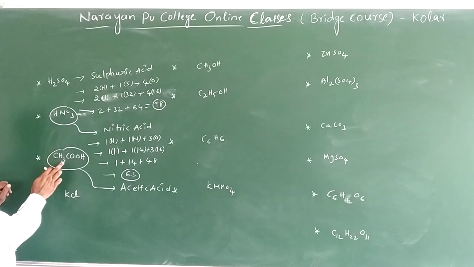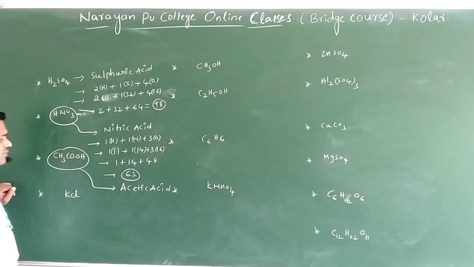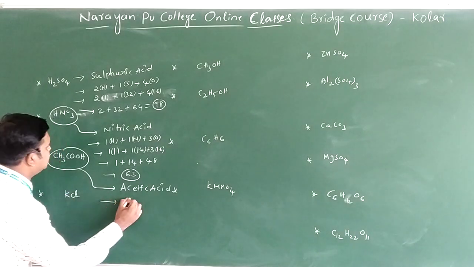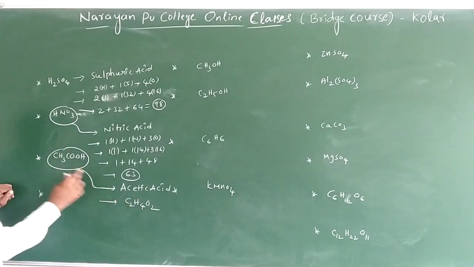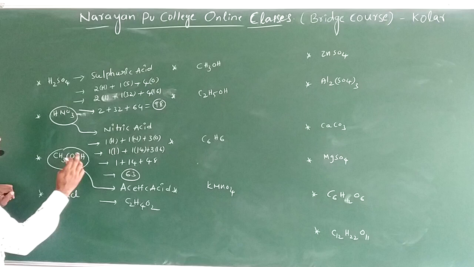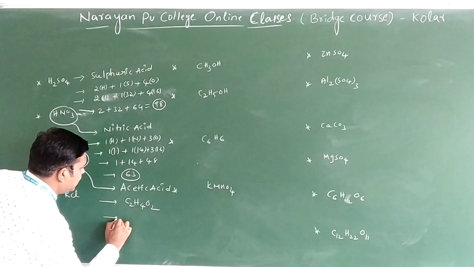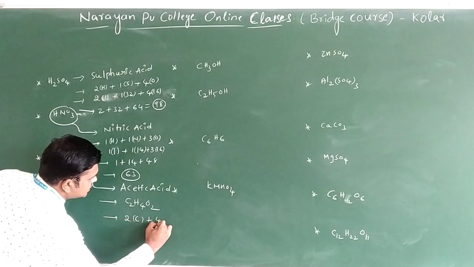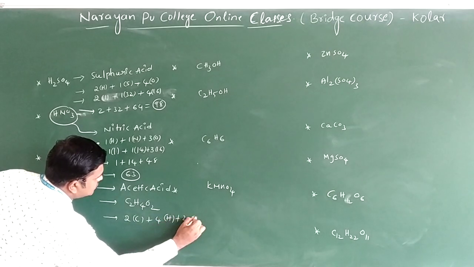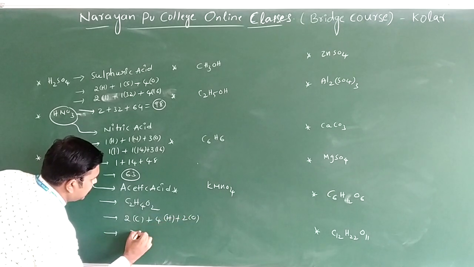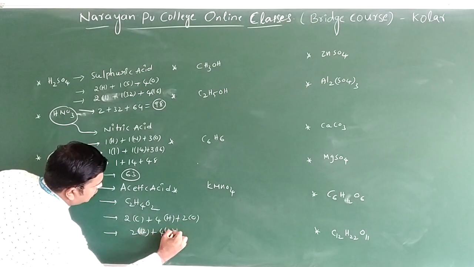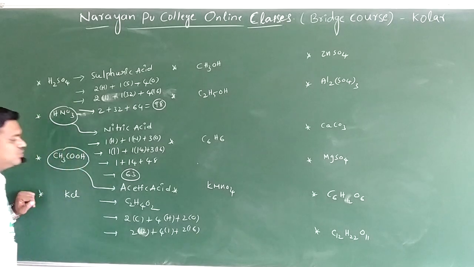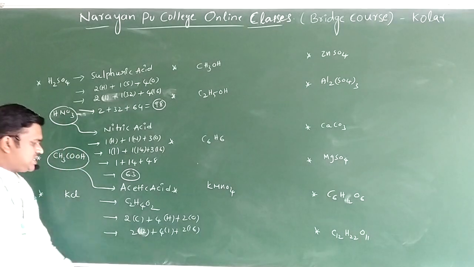Carbon is there, hydrogen is there, carbon is common here, and oxygen is there, and hydrogen is there. From this I am writing this formula, C2H4O2. 2 carbons we have, 3 plus 1, 4 hydrogens and 2 oxygens. So clear? Now we can multiply 2 carbon plus 4 hydrogen plus 2 oxygens. This is 2 into 12, and 4 into 1, and 2 into 16. Clear?